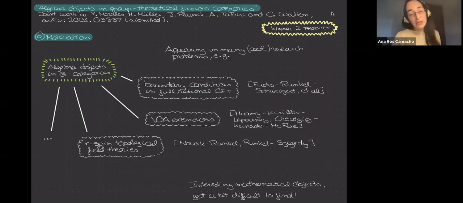But actually, they also appear in the study of something called R-spin topological field theories. This was developed by Novak and Runkel and Szegedi, so my PhD advisor and two of my PhD brothers. And to come up with new examples of these topological field theories amounts to finding algebra objects in a certain tensor category one can associate to this TFT. So, at least to me, they're very interesting mathematical objects, but sometimes they're tricky to find.